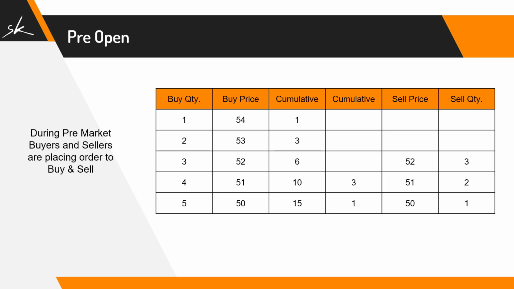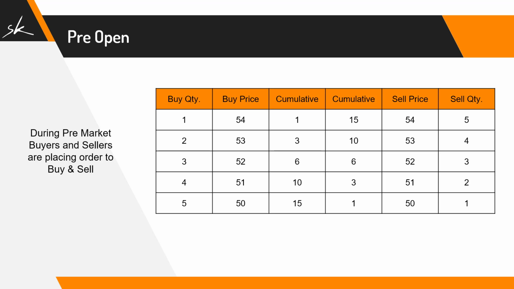The next seller says I want to sell 3 shares at 52. Now the seller at 51 will be happy selling 1 rupee expensive. The seller at 50 will be happy selling 2 rupees expensive, which will make the cumulative as 3 plus 2 plus 1, which is 6. Similarly, a seller at 53 wants to sell 4 shares, making the cumulative as 10. And a seller at 54 wants to sell 5 shares, making the cumulative as 15.